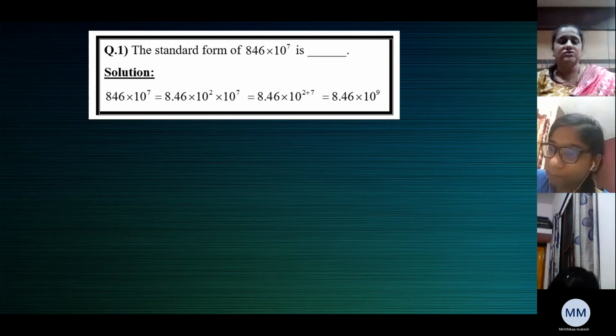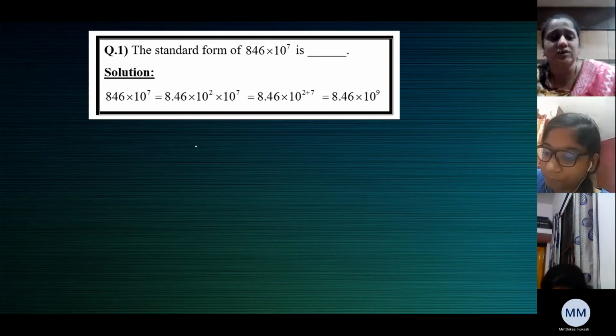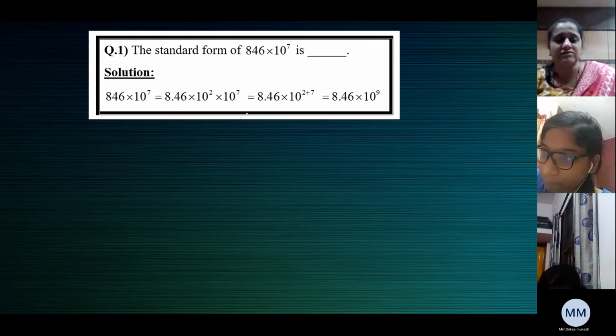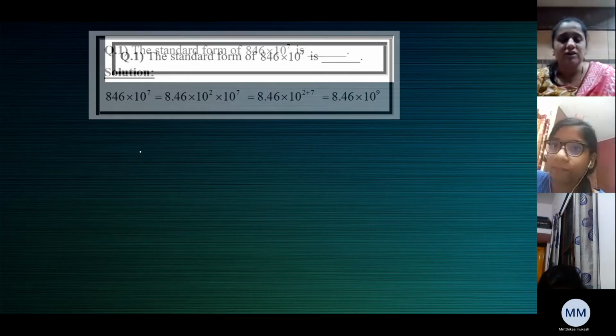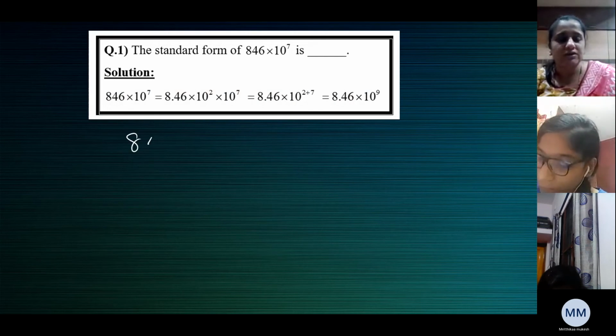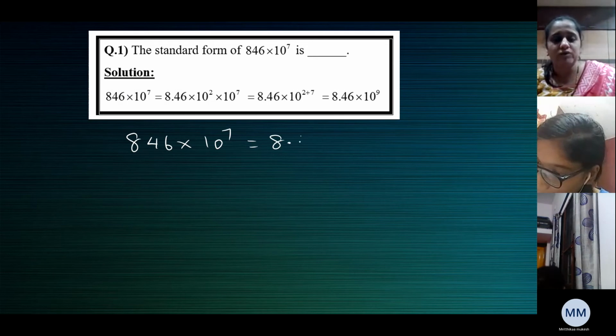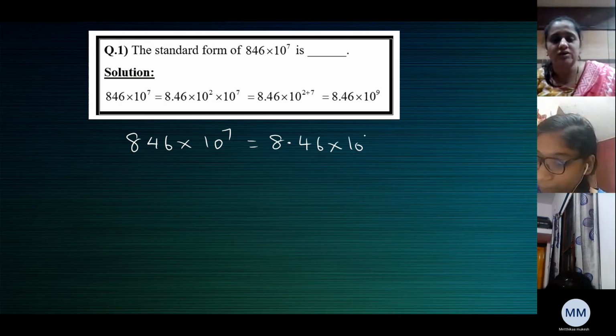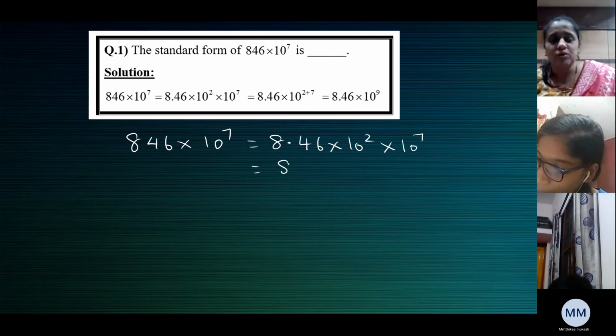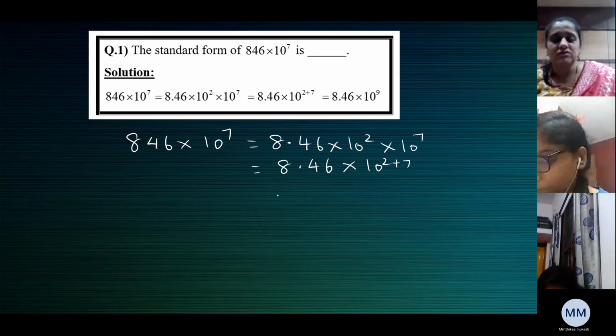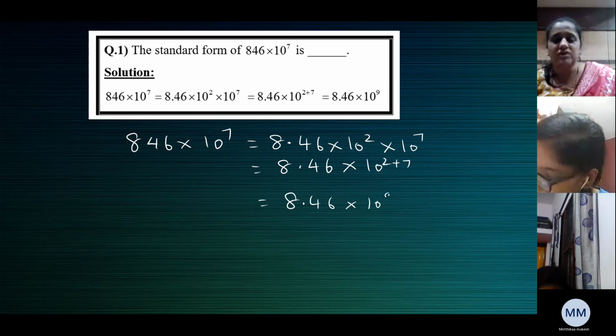You can see it here. You write it one below the other, children. Don't write it like this. Please write it one below the other, like I have worked here. 846 into 10 to the power 7 is equal to 8.46 into 10 square into 10 to the power 7. Write it below. Is equal to 8.46 into 10 to the power 2 plus 7, which is equal to 8.46 into 10 to the power 9. So this is the answer.